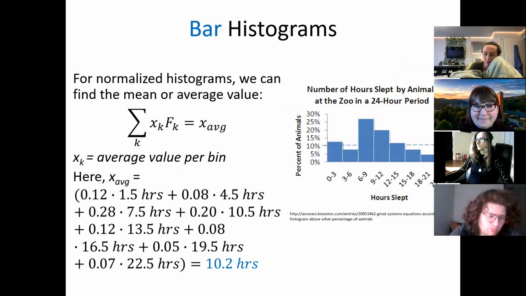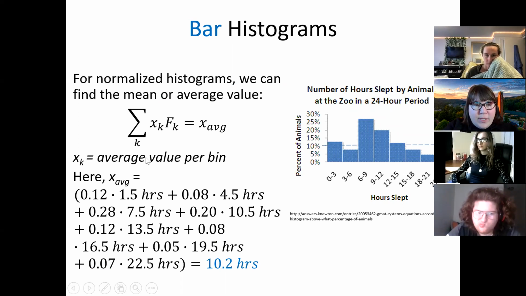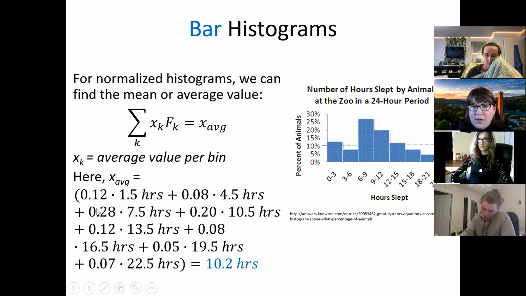All right, so then we can also use this bar histogram framework to find the average value in our histogram pretty easily. So we basically take the percentage or fraction of items in the bin and multiply by the value of that bin. So these are average values here. For the first bin, we have the average value of 1.5. For the second bin, we have the average value of 4.5, and so on and so forth.